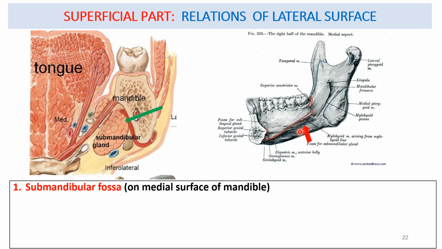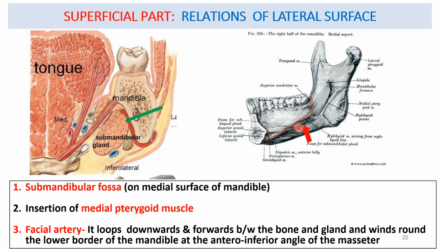The relation of the lateral surface will be, first of all, the submandibular fossa, which is on the medial surface of the mandible. Now, if we look into this submandibular fossa and just go behind it, what is this? This is the area of insertion of the medial pterygoid muscle. So another relation to the lateral surface will be the insertion of the medial pterygoid muscle.